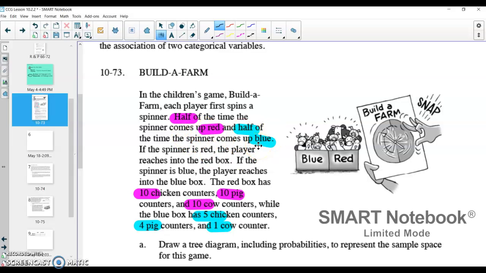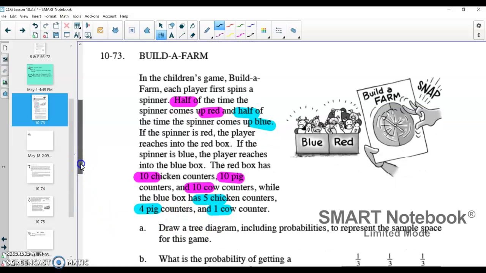So that's kind of like our first event happening. Now after that first event, if the spinner is red, the player reaches into a red box. If the spinner is blue, the player reaches into a blue box. The red box contains 10 chickens, 10 pigs, and 10 cows, and the blue box contains 5 chickens, 4 pigs, and 1 cow. So we have a lot going on there. The first event is just spinning for red or blue. And then the second event is reaching into this box, with either red box or blue box, and just picking out one of these counters or one of these animals at random.